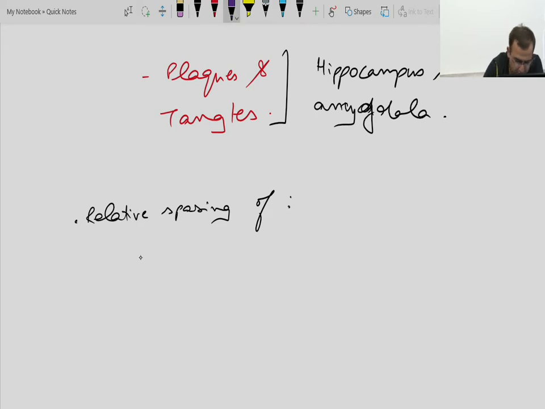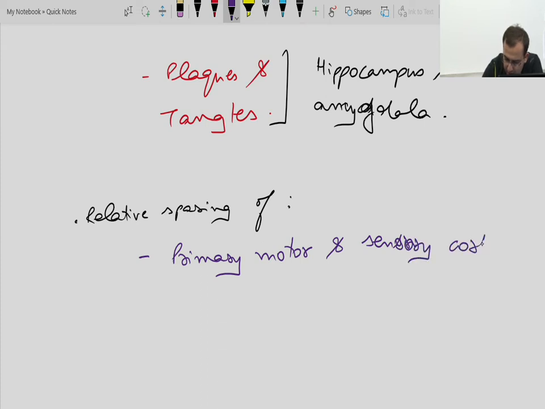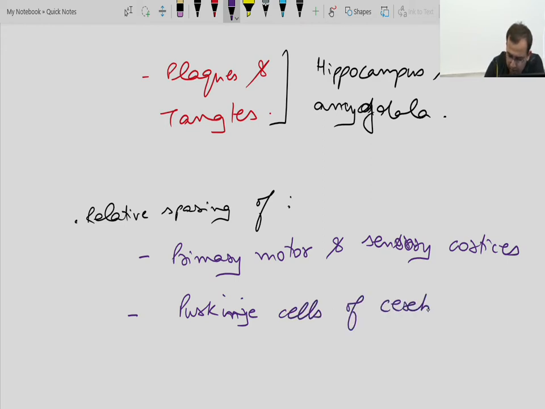Last point, there is relative sparing of which structures are relatively spared: primary motor and sensory cortices. So Alzheimer's patient, he has good motor function and a good sensory function, and there is also sparing of Purkinje cells of cerebellum. This is Alzheimer's disease. So it is not associated with Lewy bodies.